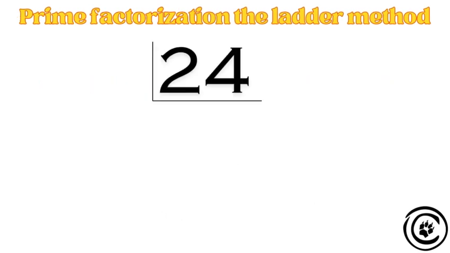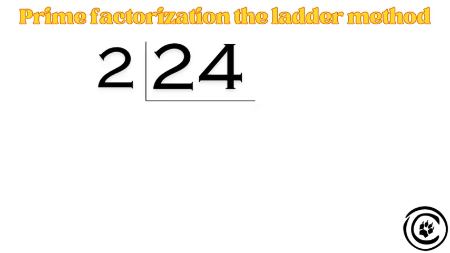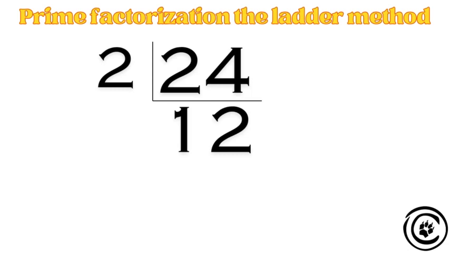Start with the number 24 at the beginning of the ladder. Divide the number 24 by its smallest prime factor, which is 2. Write this on the left-hand side of the ladder. So 24 divided by 2 equals 12.